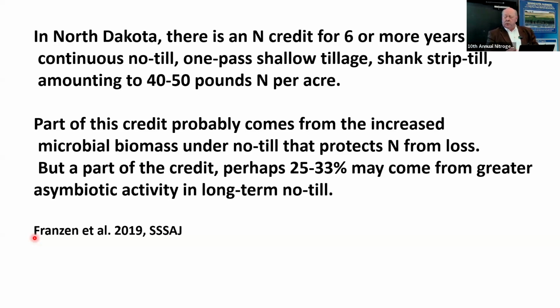I said, well, okay, so those studies were conventional till soils where they beat the soil to death all the time, and so they destroyed their food and destroyed their housing. But what about these no-till sites where you don't destroy their housing and they have plenty of food to eat? What about those? So I did paired studies and found that there was a lot more nitrogen fixation by asymbiotic bacteria under no-till than there was under conventional till. So I figure maybe 25–33% of that comes from that.